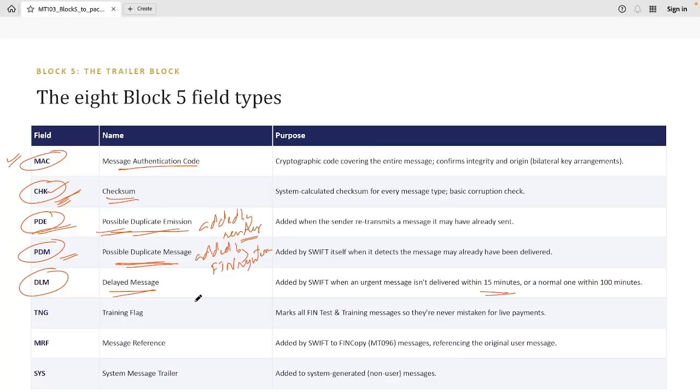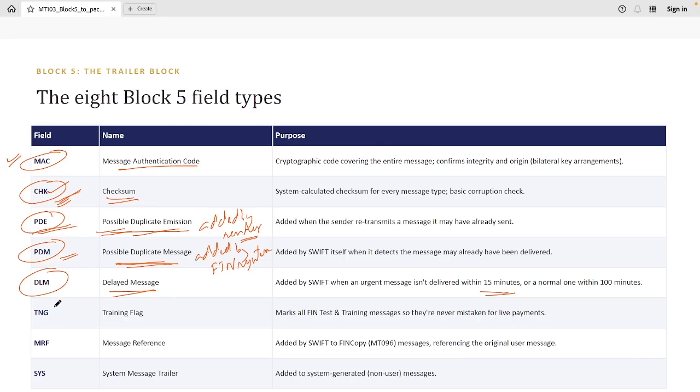A message may be delivered, but later wait for compliance screening, liquidity, cut-off processing, or beneficiary account validation. Similarly, the delivery of a message does not by itself prove that the settlement has been completed.